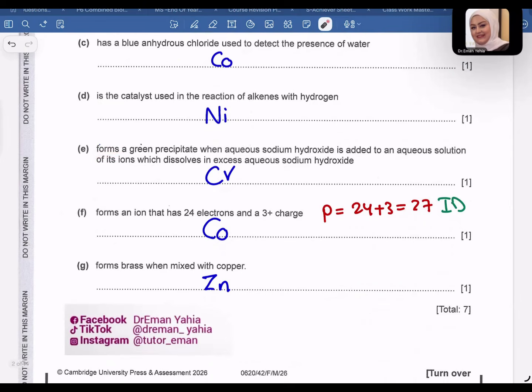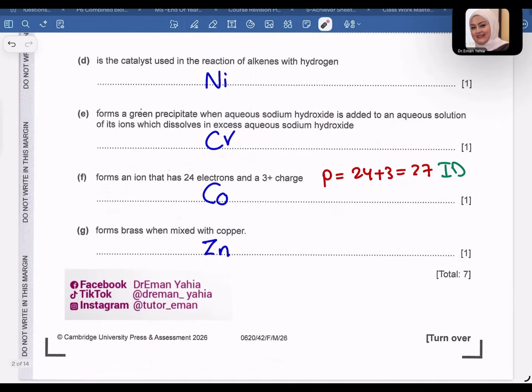Forms a green precipitate when aqueous sodium hydroxide is added to an aqueous solution of its ion, which dissolves in excess. Dissolves in excess, which is the key point: chromium. But if it is insoluble in excess, it will be iron(II).